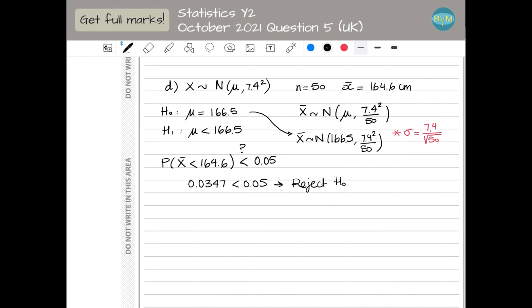And if I reject H0, I will have to accept H1, or I have to say that Mia's belief, or there is enough evidence. I think that's better. There is enough evidence to support her belief, or something like that.